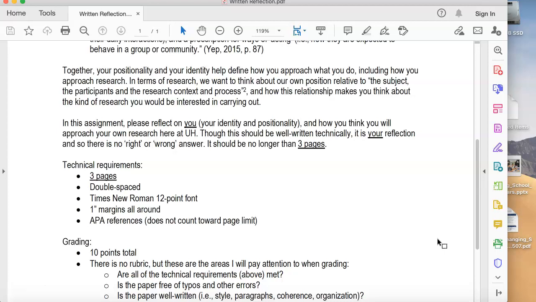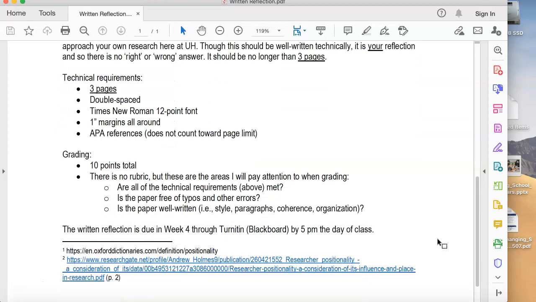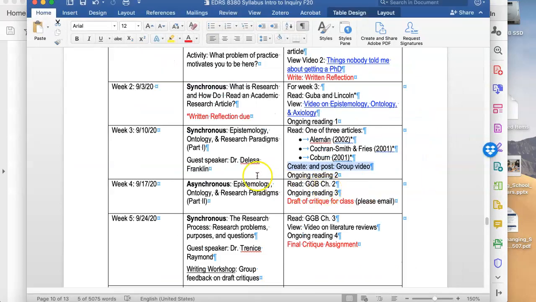It should be no longer than 3 pages. So really 2 to 3 pages, don't turn in a paragraph. It won't be sufficient. I really want you to be thoughtful about this. It is graded, no rubric. It's not due in week 4, it is due in week 2. So please note that it is due in week 2.